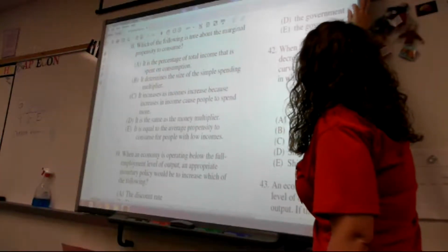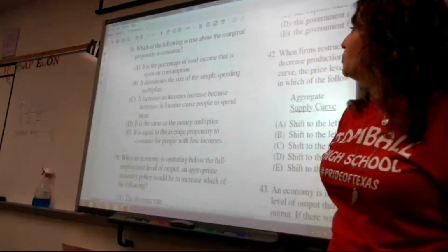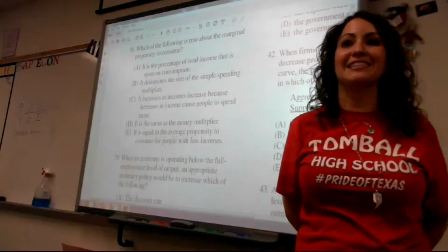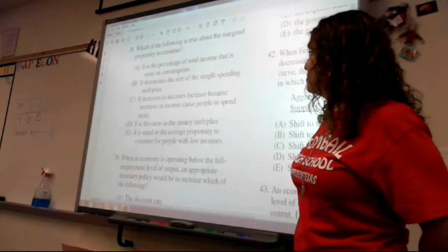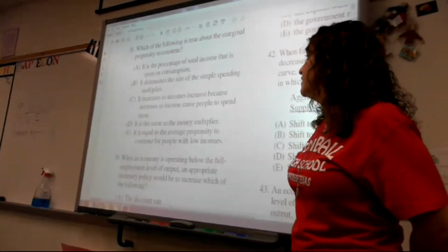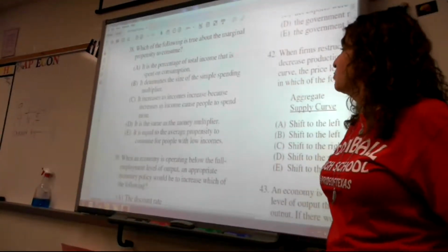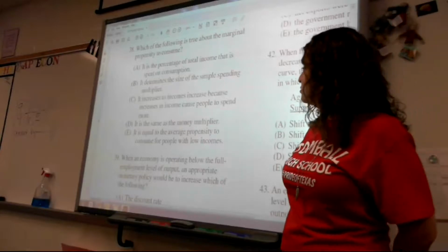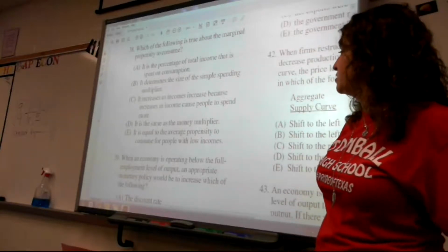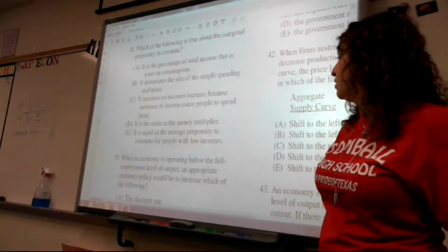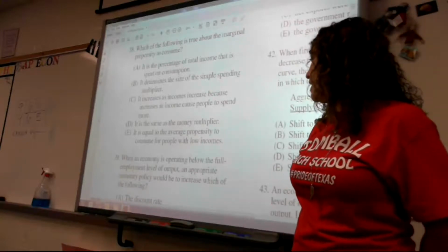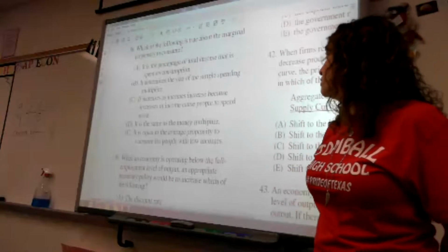38. Which of the following is true about the marginal propensity to consume? A, it is the percentage of total income that is spent on consumption. B, it determines the size of the simple spending multiplier. C, it increases as income increases because increases in income cause people to spend more. D, it is the same as the money multiplier. Or E, it is equal to the average propensity to consume for people with low incomes.